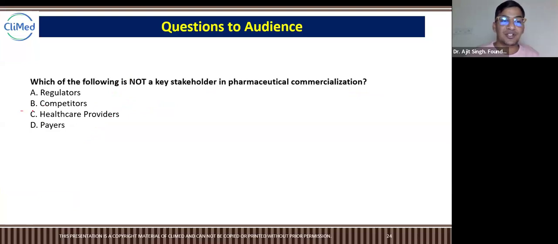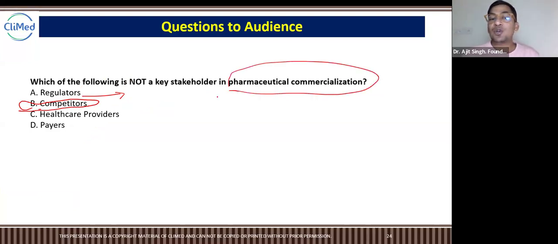The thing is, competitors are not stakeholders here. Stakeholders in pharmaceutical commercialization are regulatory bodies. Regulators will approve the drug. For pharmaceutical commercialization, they will look at the commercialization plan, the manufacturing plan, and the pricing, and only then will they give the approval for marketing. After looking at every document and market research, they will give the approval. Regulators are the first stakeholders in pharmaceutical commercialization.